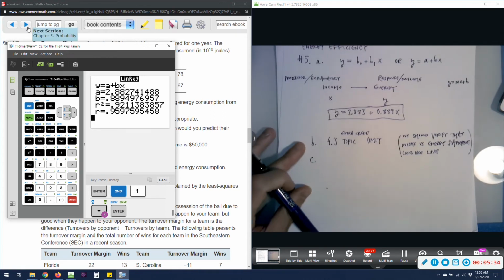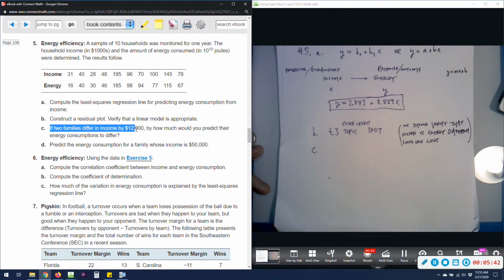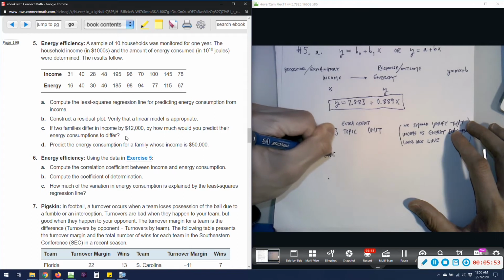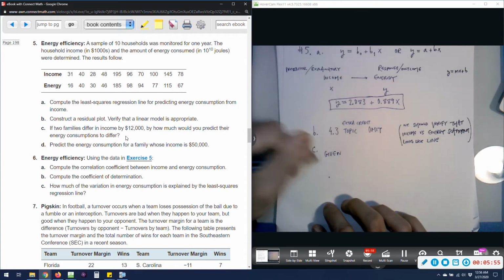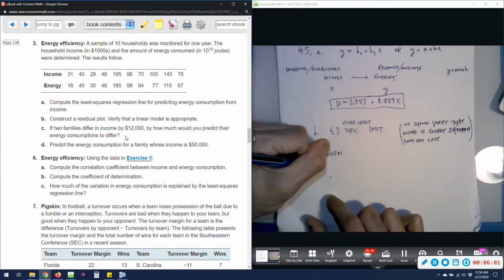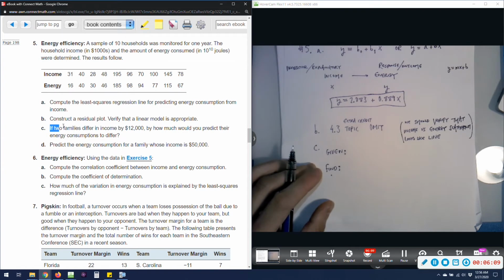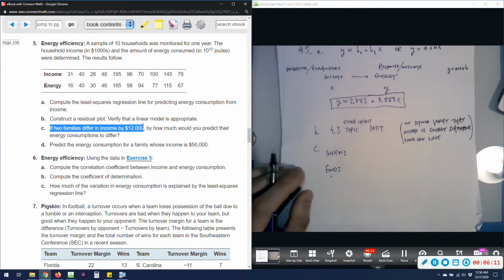The point for letter C here, let me put the calculator away, is that we're talking about changes. So if two families differ in income by $12,000, by how much would you predict their energy consumptions to differ? Like we did before, and if you haven't watched the other video with the crickets and temperature, make sure you watch it. I'll link it in the description below. But we are given something and we want to find something. What we are given is that two families differ in income by $12,000.